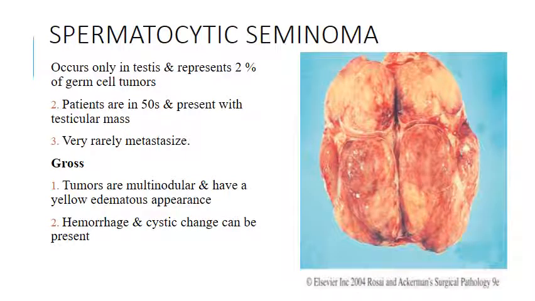Coming to another rare variant of seminoma, that is spermatocytic seminoma, it usually represents about 2% of all germ cell tumors and occurs in elderly age, that is above 50. It very rarely metastasizes, that is, usually it is benign. Grossly, it is multinodular, having an edematous appearance. In comparison to classical seminoma, this consists of cystic change and also hemorrhagic areas.